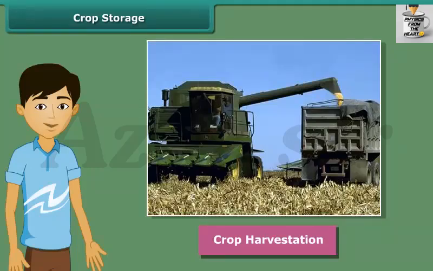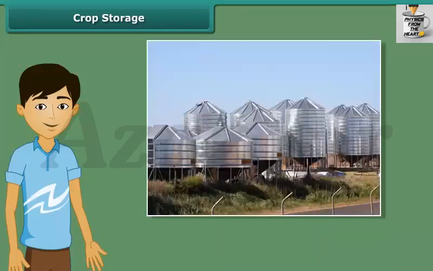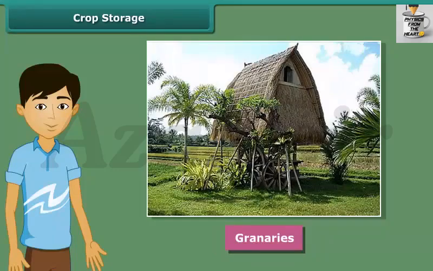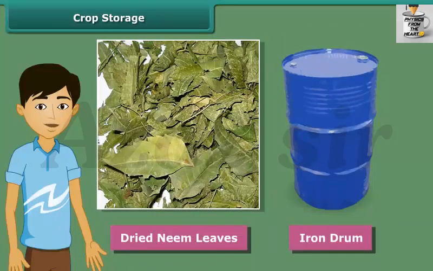We should take some precautions to store crops because if the harvested grains are stored without drying, then they may get spoiled or attacked by organisms and thus lose their germination capacity. So the grains should be properly dried in the sun to reduce the moisture in them. Do you know that farmers store grains in jute bags or metallic bins, but for large-scale storage of grains, farmers use silos and granaries. Generally, people also keep dried neem leaves in an iron drum for storing food grains because these dried neem leaves protect the grains from pests and microorganisms.